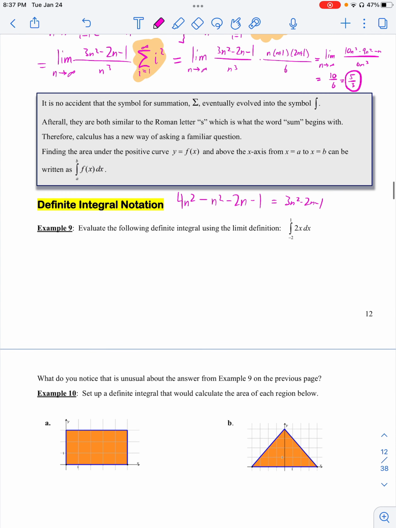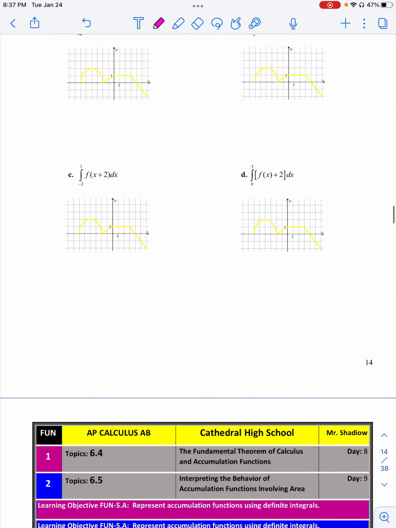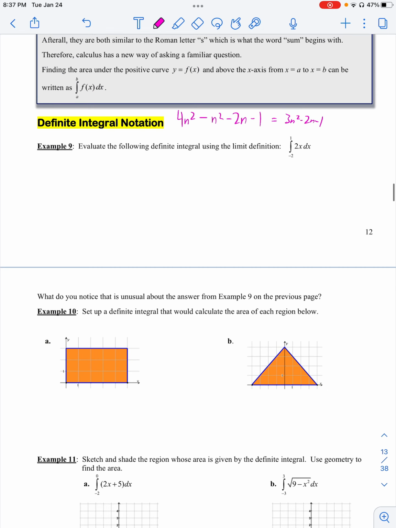All right, how much time do I have left? 14 minutes. Okay, we should be able to get through most, if not all, of the rest of 6.3.